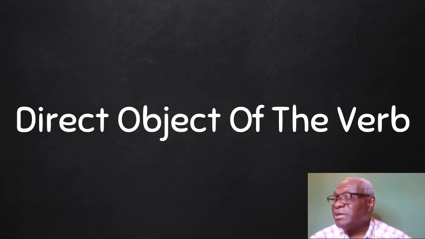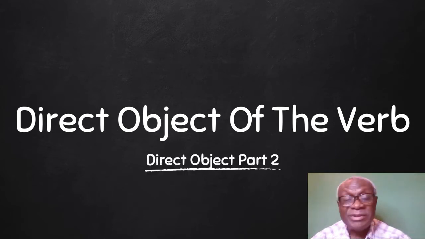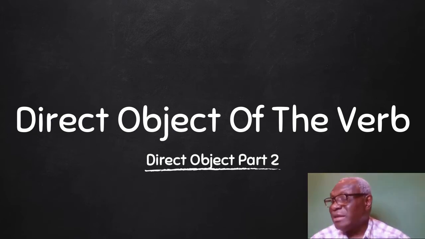In the last lesson, we did Direct Object Part 1, and Direct Object Part 1 had to do with direct objects that were things and not human beings. In this lesson, we're going to deal with Direct Object Part 2. Direct Object Part 2 has to do with human beings, where the direct object is a person.